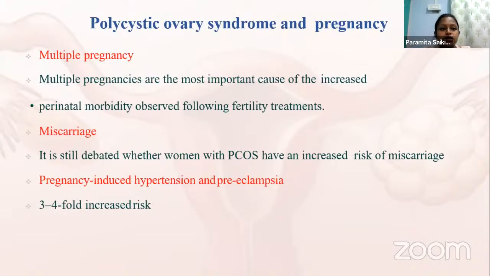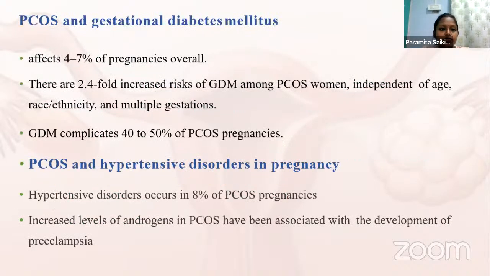There is an increased risk of multiple pregnancy. Multiple pregnancies are the most important cause of the increased perinatal morbidity observed following fertility treatments. There are more chances of miscarriage. It is still debated whether women with PCOS have an increased risk of miscarriage. There is also increased chance of pregnancy-induced hypertension and preeclampsia; a 3 to 4 times increased risk has been found.